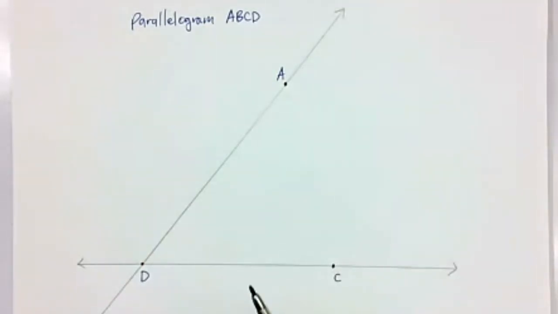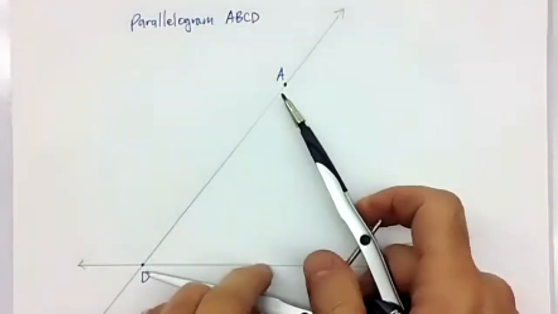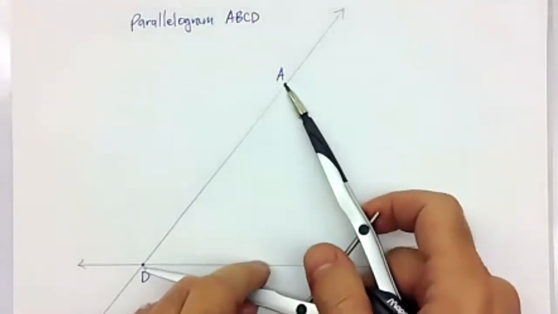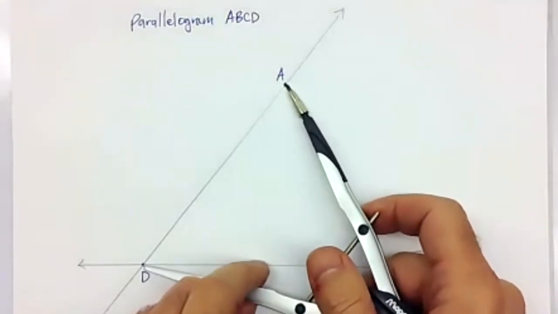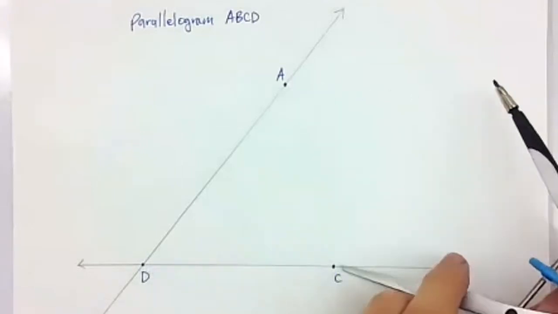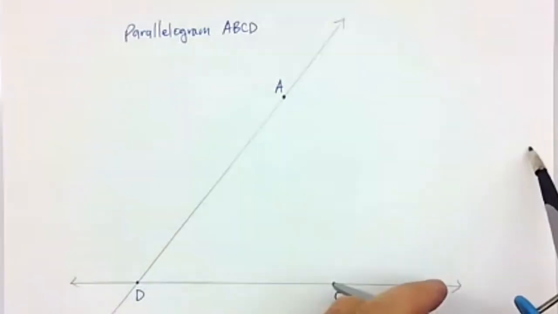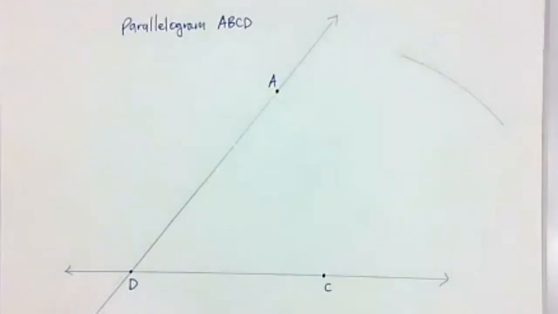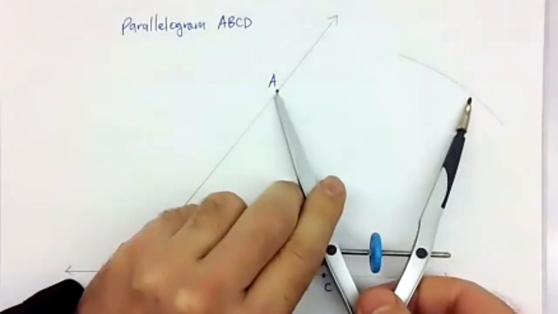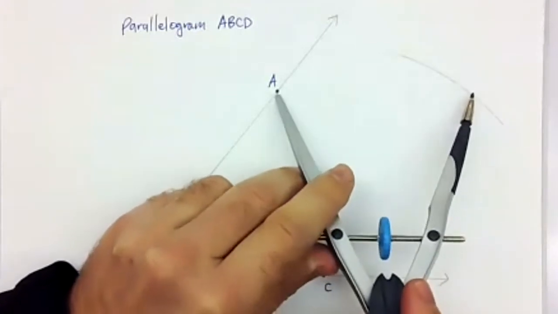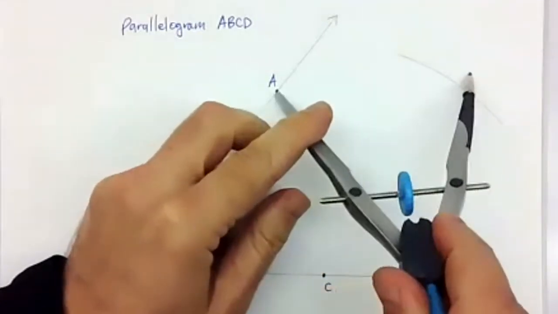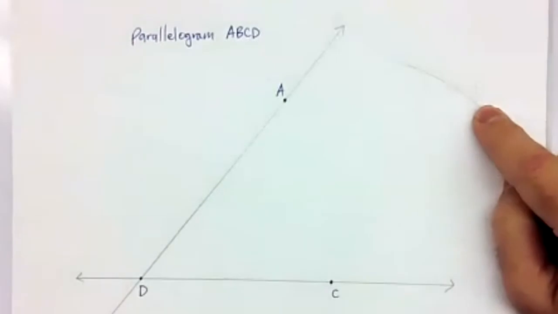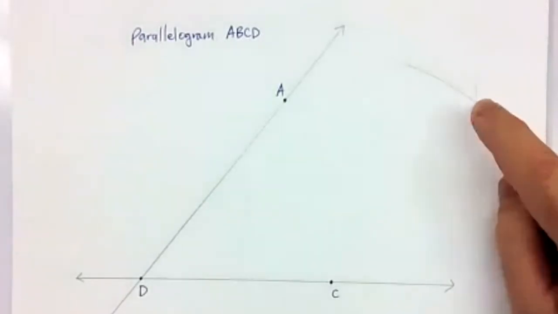So let's go ahead using our compass. Let's set the compass setting to the measurement of AD, and then let's move the compass over to C. B has to lie somewhere on this arc. We also know that DC has to be congruent to its opposite side, which would be AB. And with that piece of information, we can find the intersection and locate our point B.